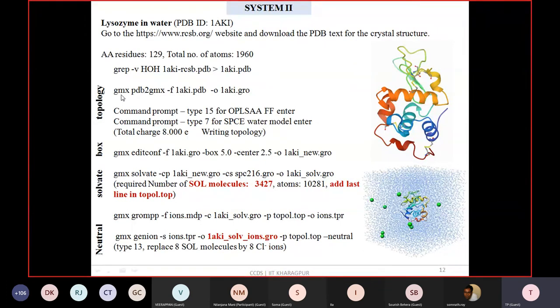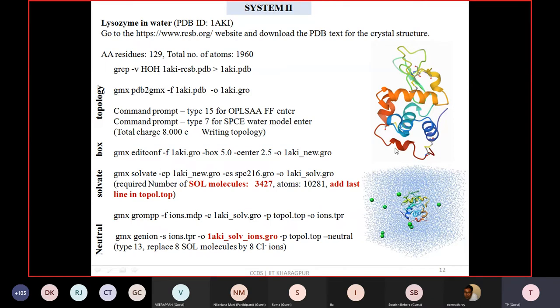all in detail. For the biomolecular system, you can have a PDB file which is already downloaded from the RCSB website. You can use the GMX pdb2gmx command to convert this PDB file to a gro file. On the command prompt, you have to type 15 to select your force field, and type again 7 to select your SPC water model.